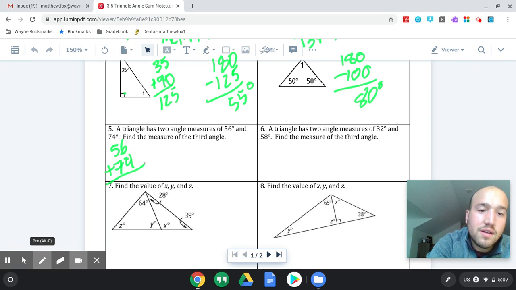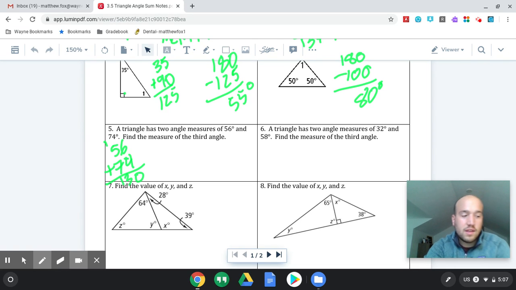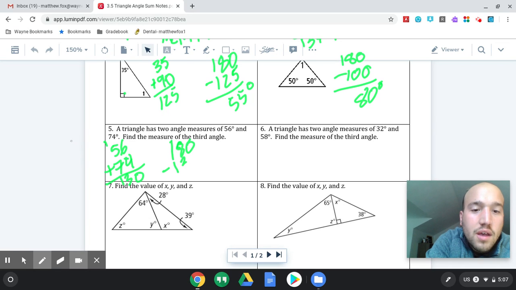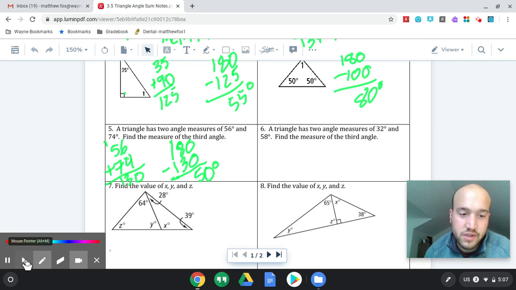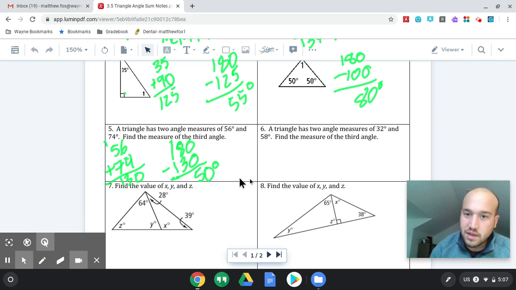Okay, we add those together and we get 130. And then all we have to do from there is take 180 minus that 130. Oops, glitch. Sorry about that. Minus 130. And we're left with 50 degrees. Okay, you do the same thing on problem 6. Just to kind of save you guys some time, I won't do number 6. Okay, but if you try it, hopefully you should get 90 degrees as your answer.